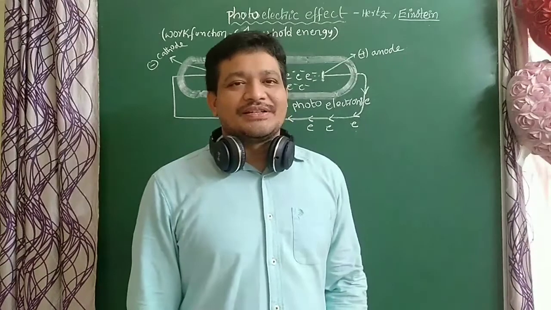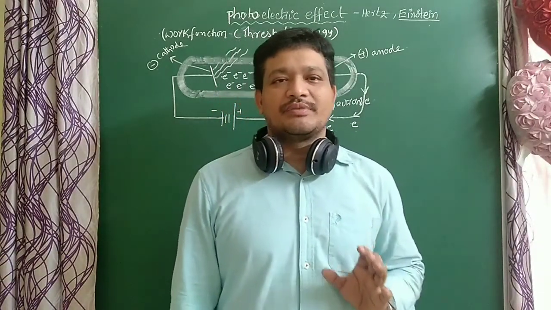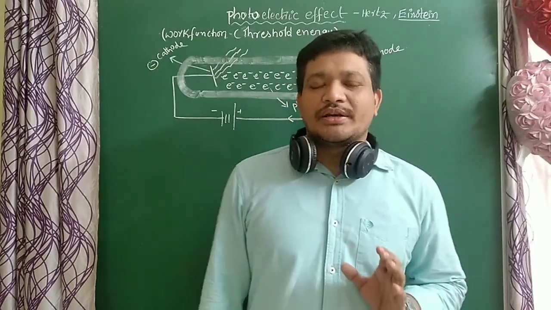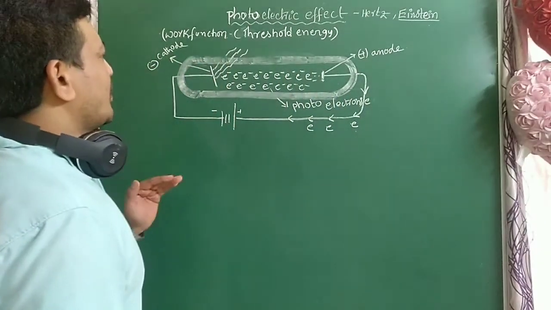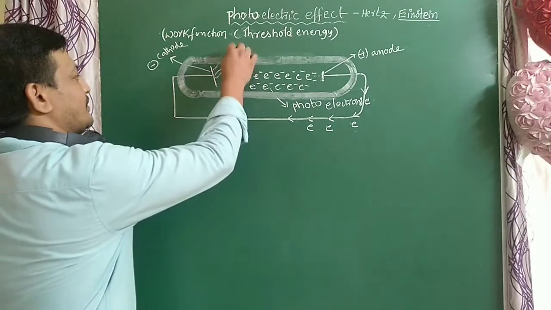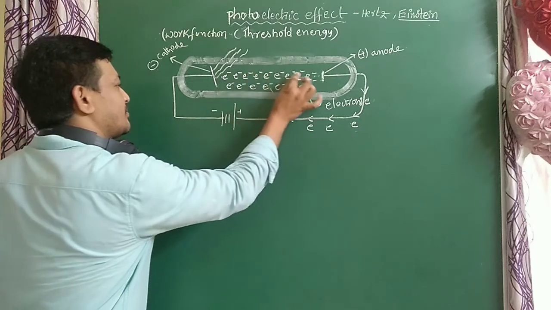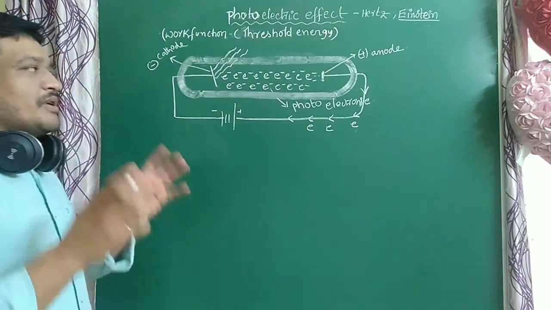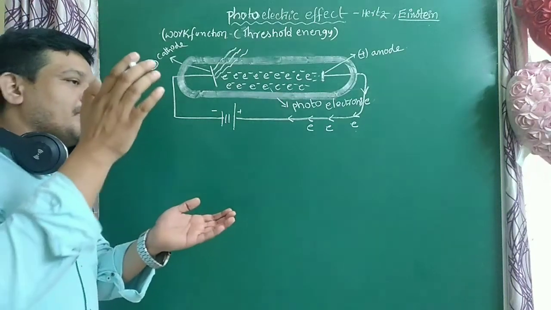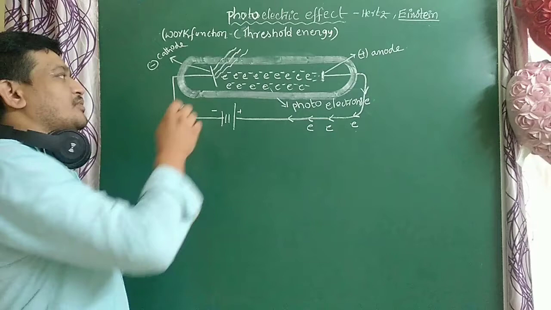Today we will discuss an important topic in atomic structure, that is the photoelectric effect. What is the photoelectric effect? Light falls on the metal surface. When light falls on the metal surface, some electrons are released from it. This ejection of electrons from the metal surface when light falls on it is called the photoelectric effect.